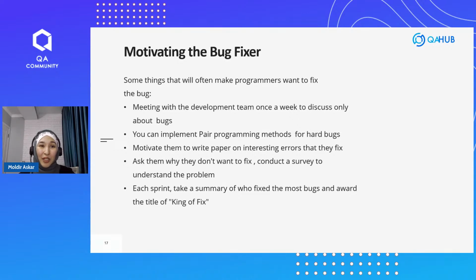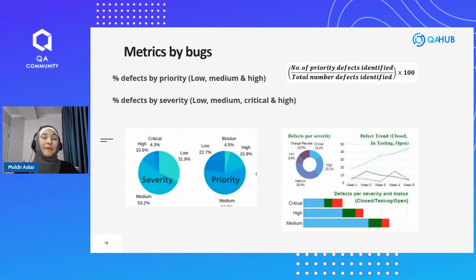Third, motivate them to write a paper on interesting errors they fix. Next, ask them why they didn't want to fix bugs, and conduct a survey to understand the problem. And the last one is to help cheer up the team. Each sprint, take a summary of who fixed the most bugs and award the title of King of Fix or Bug Hunter. It's just for fun, I think, but it can help cheer up the team.